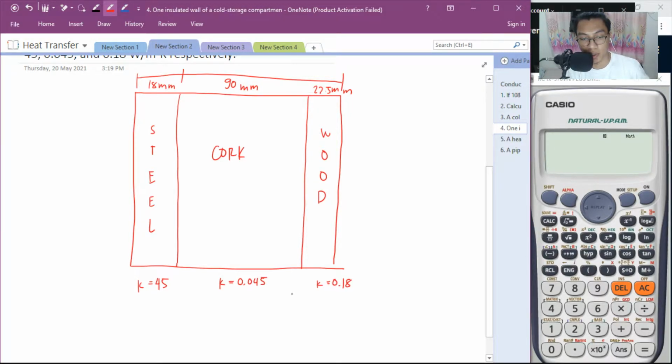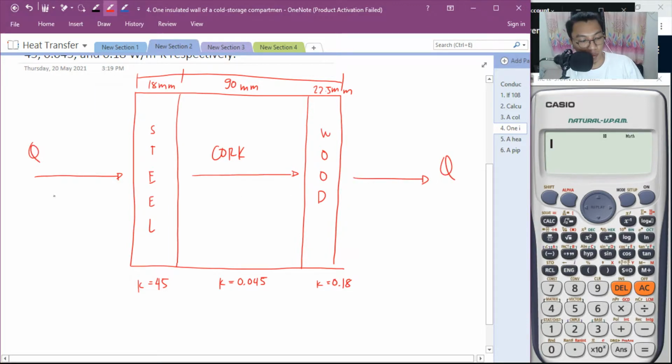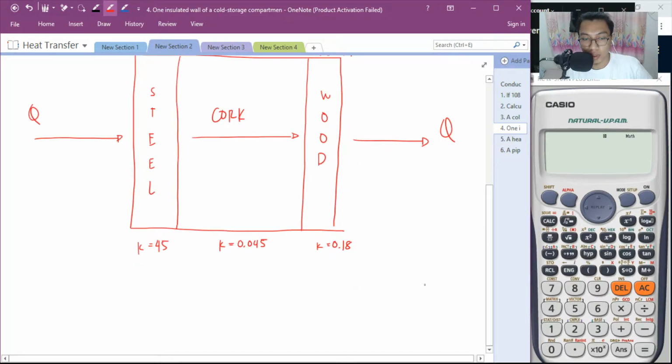O ngayon, masasabi nyo. Pag mataas ang K, anong ibig sabihin? Mataas ang K, good conductor. Ito, good insulator, good insulator. Ibig sabihin, from steel, magta-transfer yung heat papunta rito. Sa labas. Q will be constant. Okay? Now, yung Q outside will be equal to Q inside.